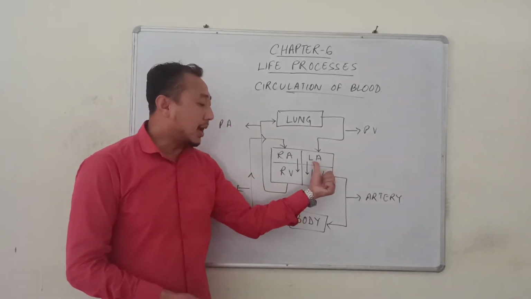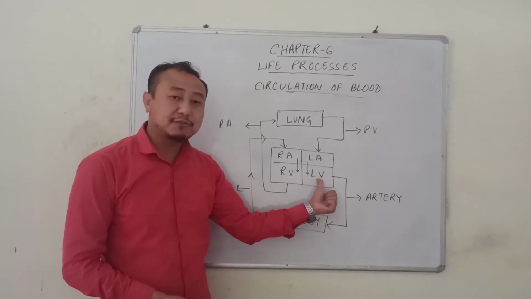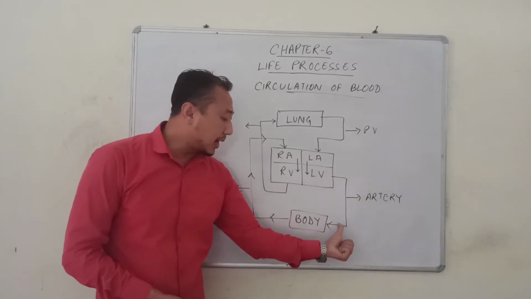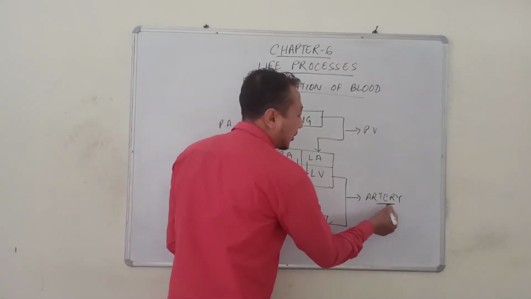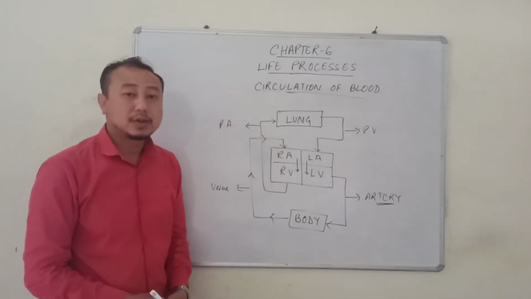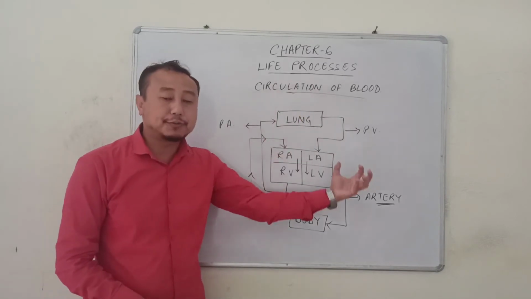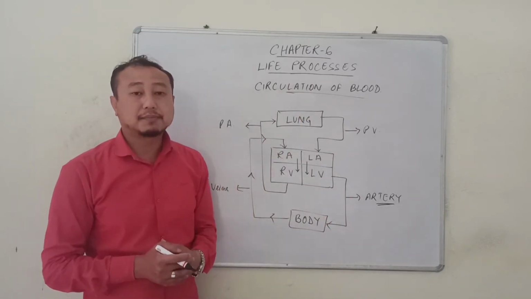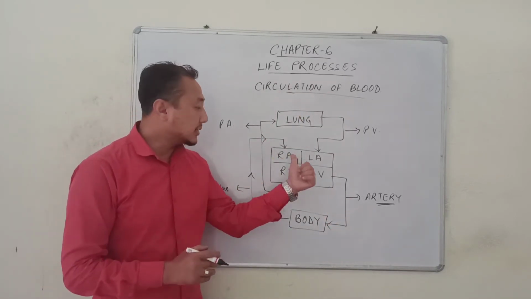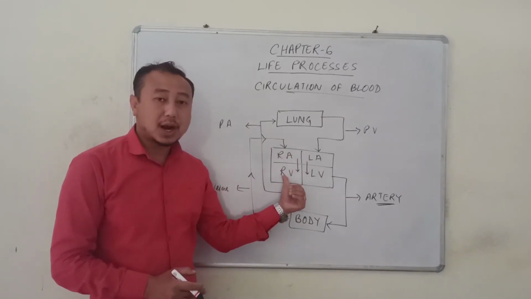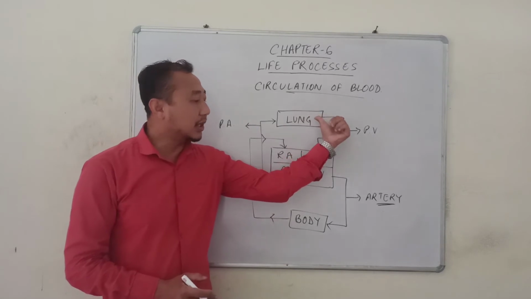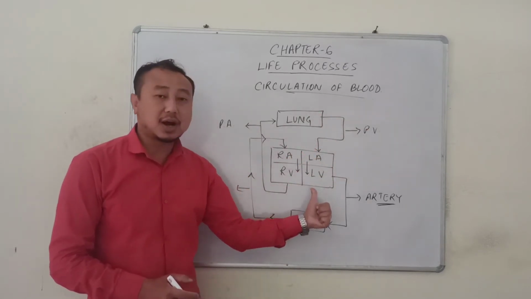From the left atrium again, the blood will be transferred to the left ventricle, from where the blood will be circulated again to different parts of the body by the help of the blood vessel known as artery. So during the circulation of the blood inside the human body, the blood enters twice inside the heart. One from the body to the right chambers of the heart, and the second one is from the lungs to the left chamber of the heart.